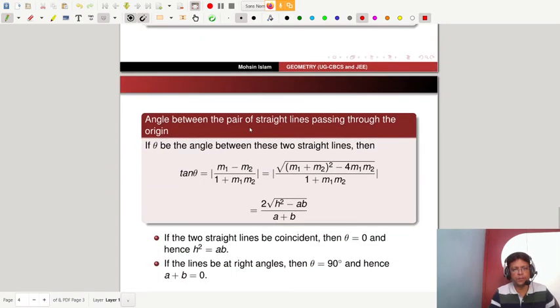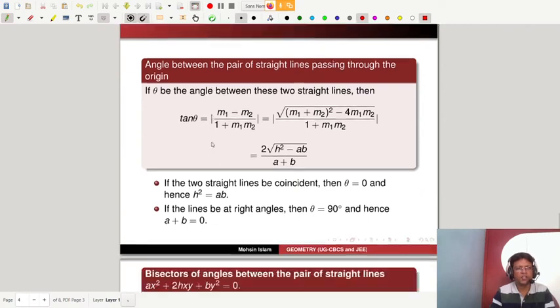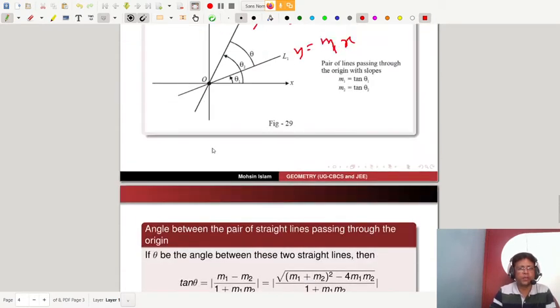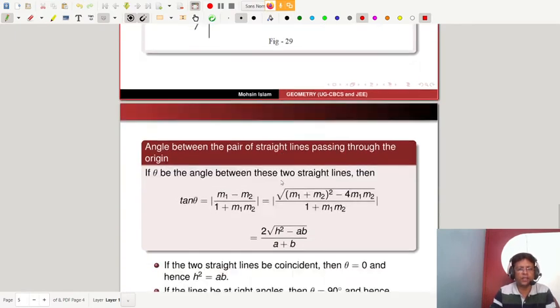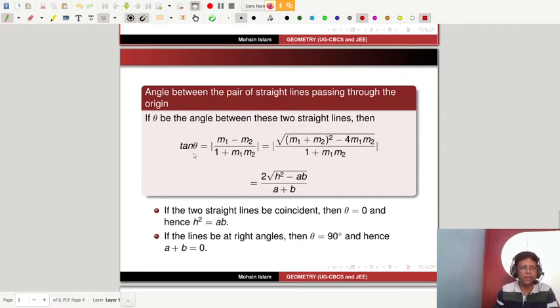Next, let me find the angle between the pair of straight lines passing through the origin. What is the angle between the pair of straight lines passing through the origin? The angle is given by tan theta. Suppose this is the angle theta between two lines L1 and L2. From very elementary level you know that tan theta is modulus of (m1 minus m2) by (1 plus m1 m2).